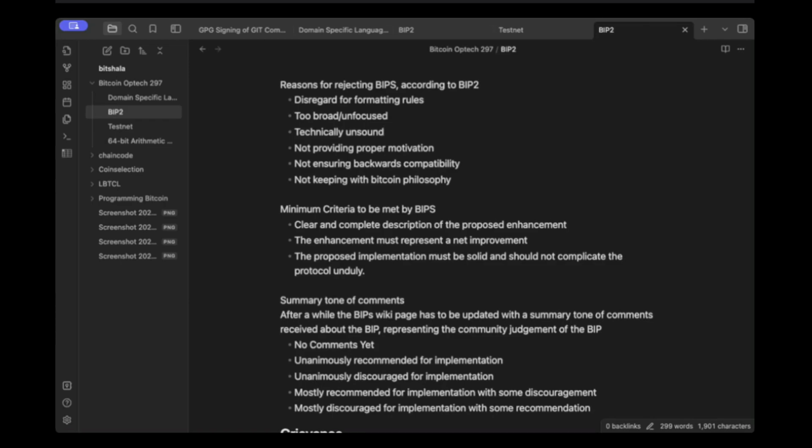There are also some minimum criteria that are defined that have to be met by a BIP. You have to present a clear and complete description of what you propose to enhance. That is the minimum criteria. Then, the enhancement must represent an overall improvement in the protocol and network. And also your implementation must be solid, and it should not introduce undue complications to the protocol. These are all the minimum criteria that have to be met by a BIP.